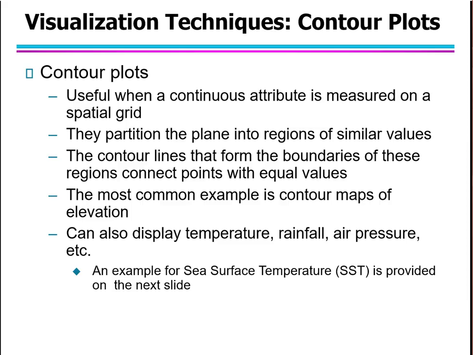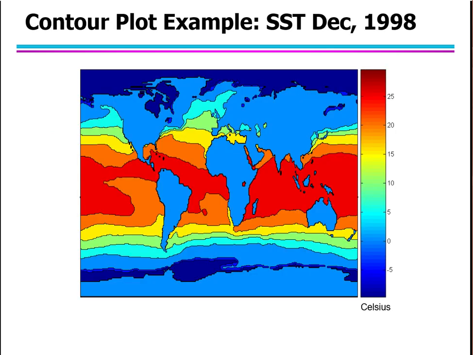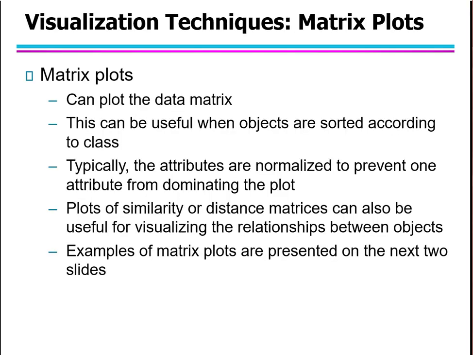Contour plot example: SST, December 1998. This slide shows a contour plot of sea surface temperature for December 1998. The contour lines connect points of equal temperature, allowing us to see temperature patterns across the ocean. Regions between contour lines represent areas with similar temperature values, and the density of the lines indicates how rapidly the temperature changes in that region.